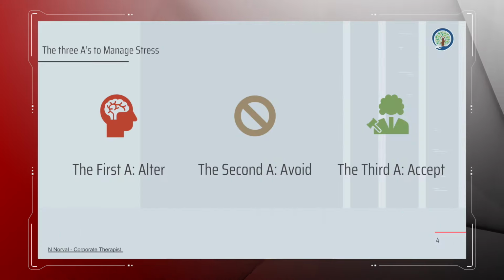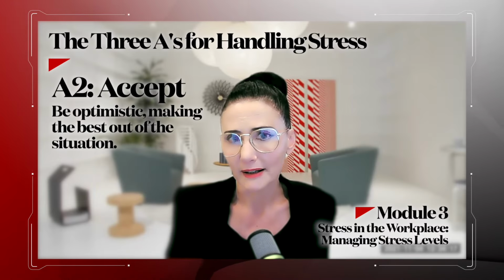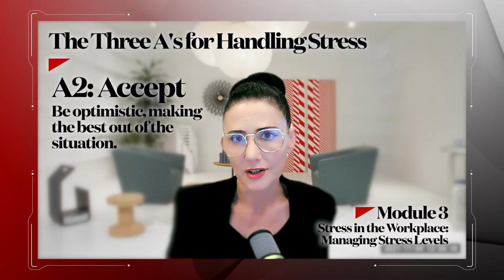Now, the third A is to accept the situation. Benjamin Franklin once said, in this world, nothing can be said to be more certain than death and taxes. Our last but not least A will help us manage the things that cannot be changed. Our third A will help us handle the things that need to be completed, even if we like it or not. So the best thing to do in this case is to accept the situation and to be optimistic about it. Make the best out of that situation.